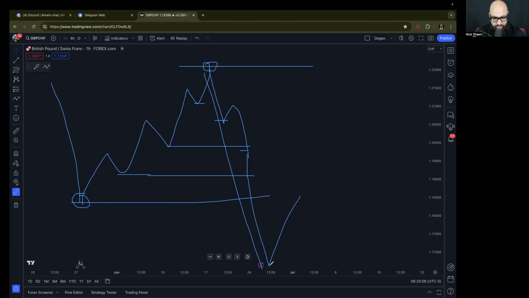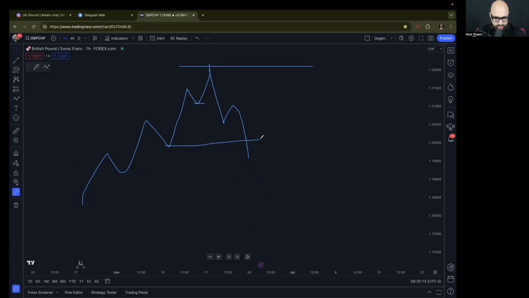On top of that, if you take out a major structure level, it has a much more significant effect for a potential reversal as compared to something like this where it just broke one of the recent lows and now you think it might reverse. Well, if you think it might reverse, well, how much?